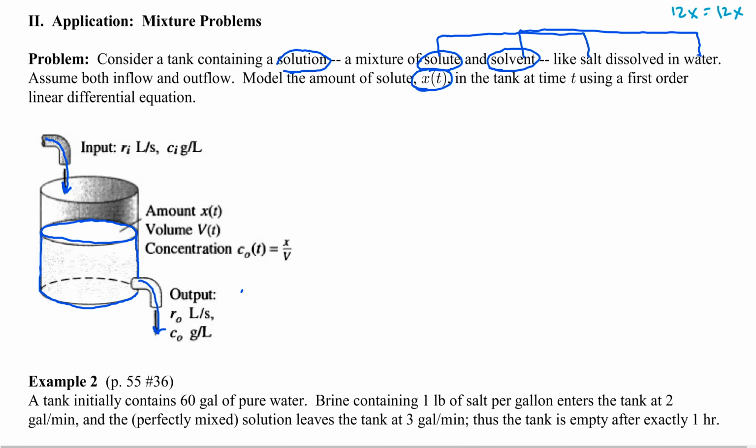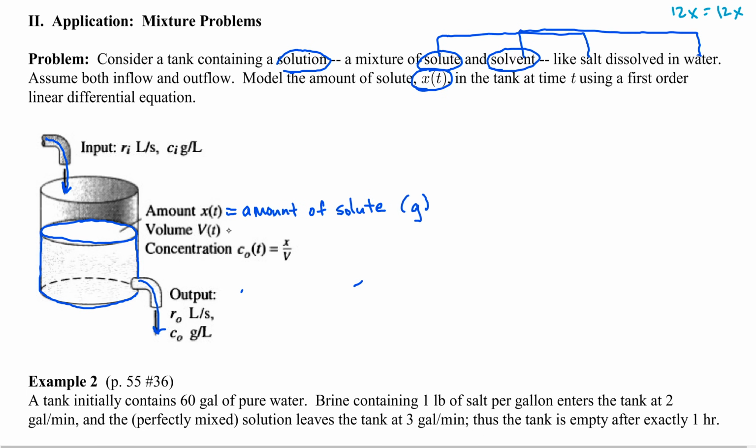What we are focused on is measuring the amount of solute in the tank at any time t. Again, we're calling that x of t. x of t is the amount of solute in the tank, and for example, we might measure the amount of solute in the tank in grams. Okay, I'm going to introduce some possible units here.